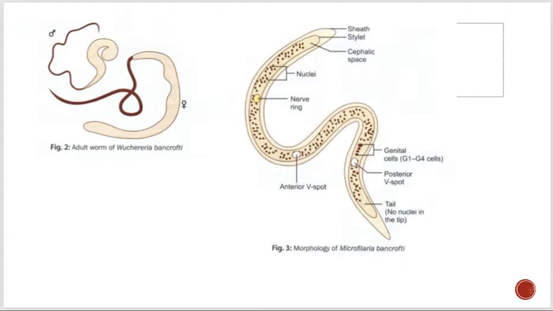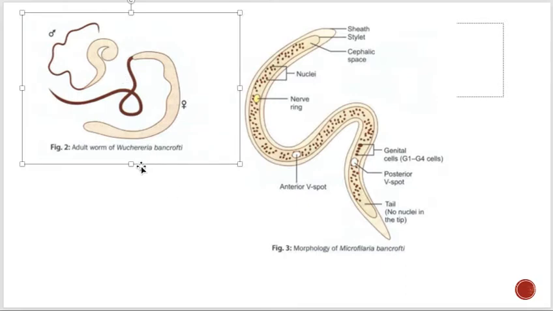Before talking about the life cycle, I want to show you the microfilaria of Bancrofti and the adult worm of Bancrofti. Over here, this is the adult worm, and you can see the male and female. The female is larger as usual and the male is smaller. The adults are whitish in color, thread-like worms, with tapering ends. The female posterior end is straight, whereas the male is curved.